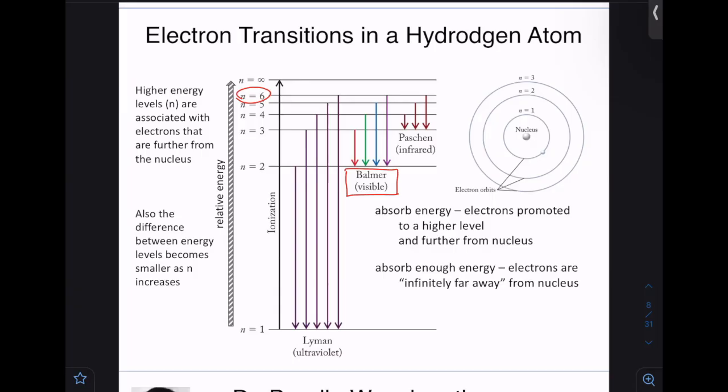And I already just mentioned this. The difference between energy levels becomes smaller as n increases. And the other thing that's not really shown here, but I'll just mention it, it's in the upper left: the higher the energy level becomes, the further away those electrons are going to be from the nucleus. And then the rest of these bullet points on here, I already mentioned, although I didn't talk about this infinitely far away. Notice at the very top here, we have an infinity.